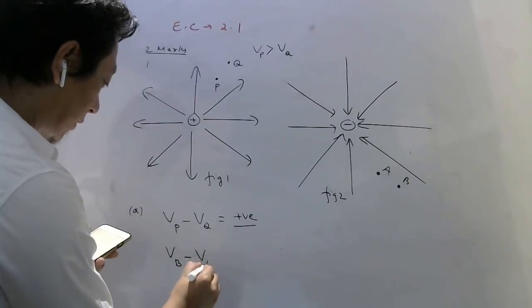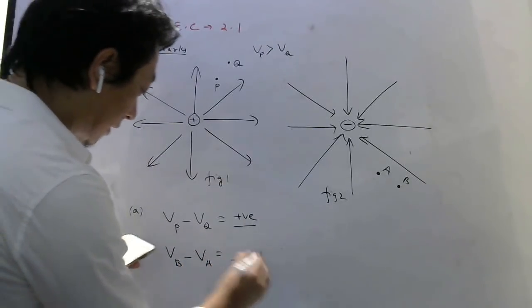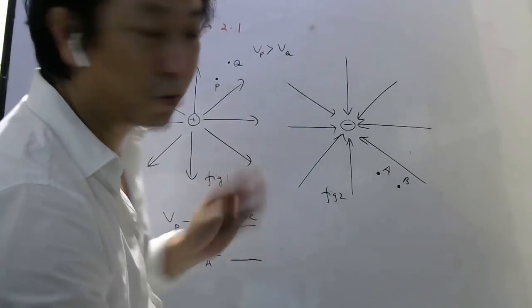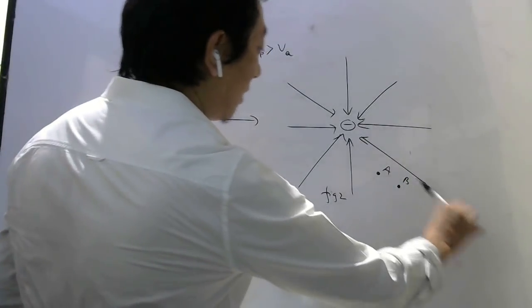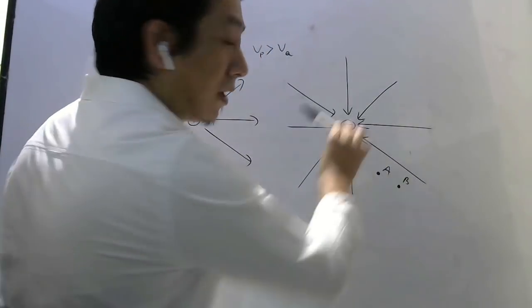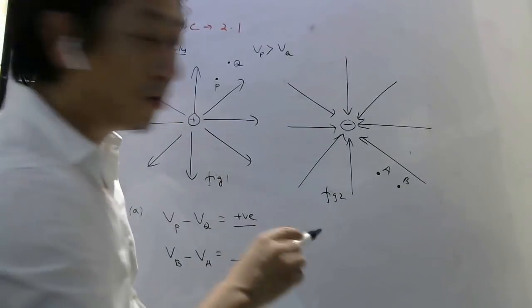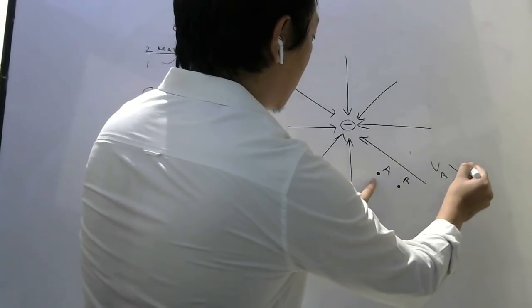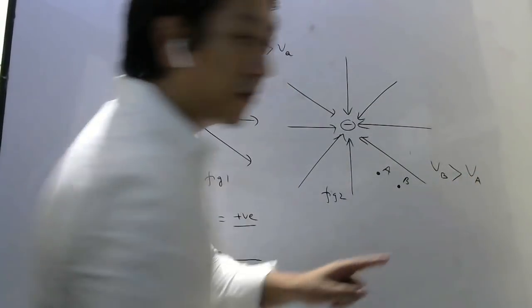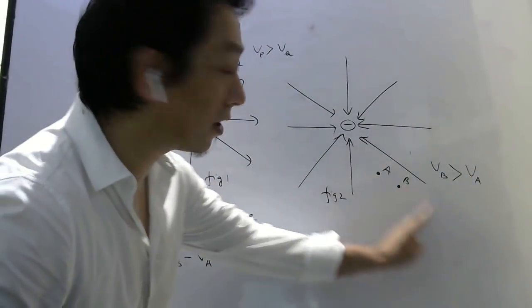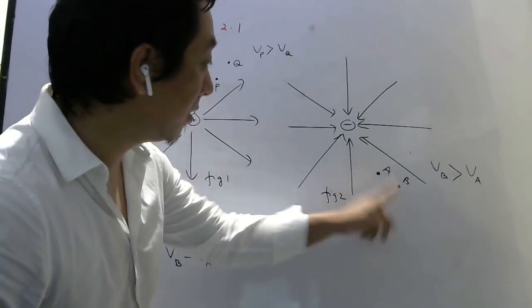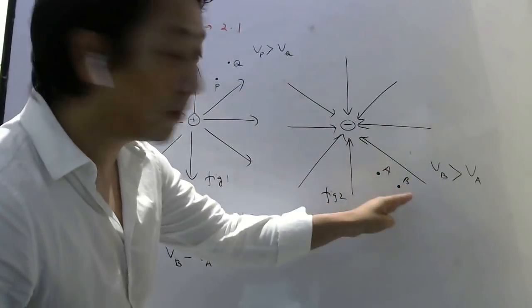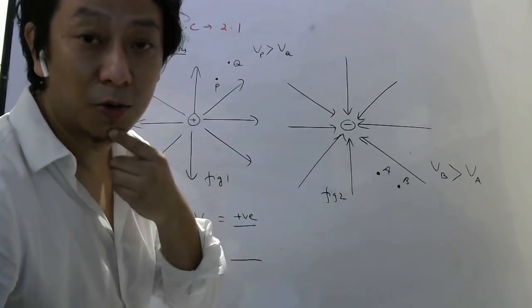In the same part, they are also asking the sign of Vb minus Va. Again, no need to think too much. The electric field line is this way, and electric field lines go from higher potential to lower potential. So the potential of B should be larger than the potential of A. Some of you may get confused: sir, B is far. If B is farther, then the distance will be more, right? If the distance is more, potential should be less.